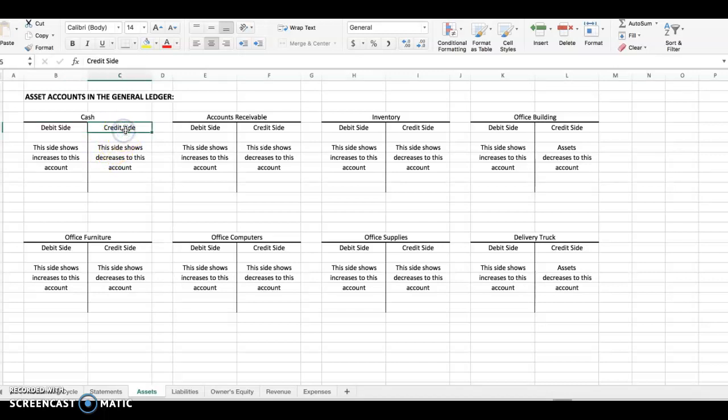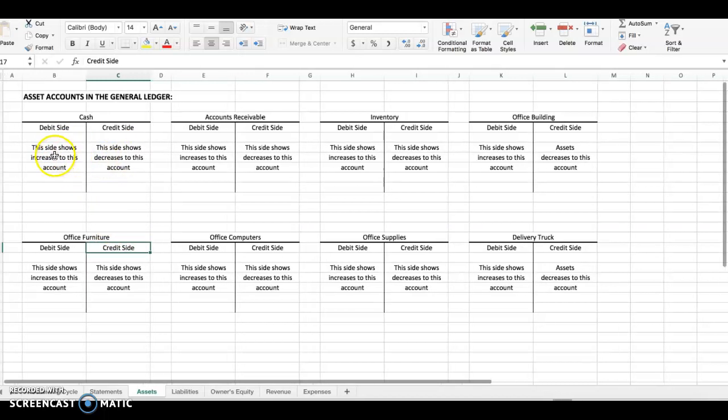The other side, the right side, is called the credit side for some reason, but it is. This word credit does not correspond to credit cards. In this case, the credit side simply means the right side. So every one of these asset accounts has a debit side and a credit side. And every time, the debit side means left, the credit side means right. Happens every time.